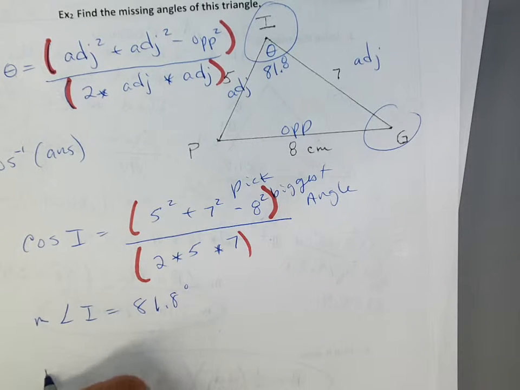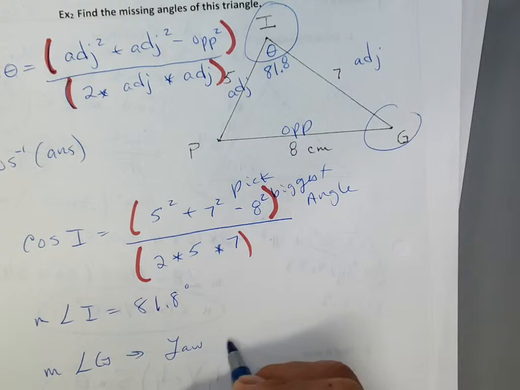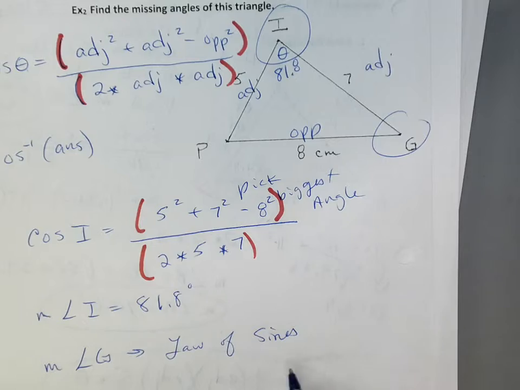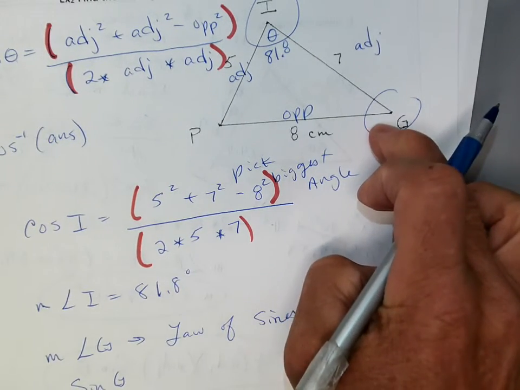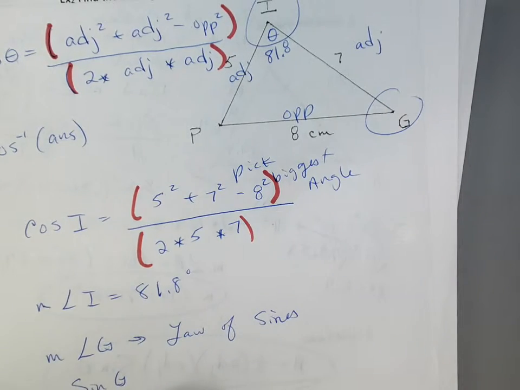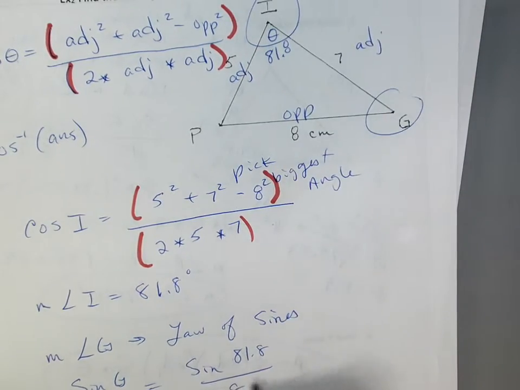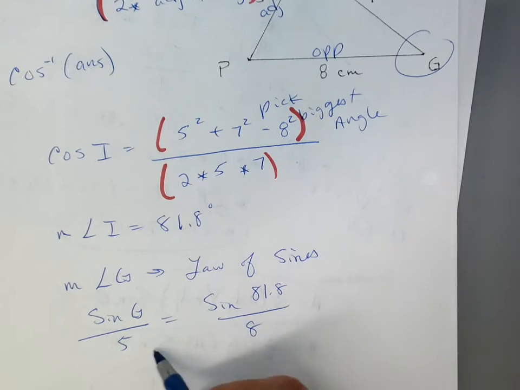So I'm going to get the measure of angle G, and I'll use the law of sines because I have my opposites, right? So I'll set up the sine of G over 5, opposites, right? Over 5 equals the sine of 81.8 over 8. Okay, I'm just using a lot of sines. I like my opposites, okay? Have I confused you, or are you okay? Good. It's actually easier than right triangle trig. You guys agree with that? Yeah. It's not bad.